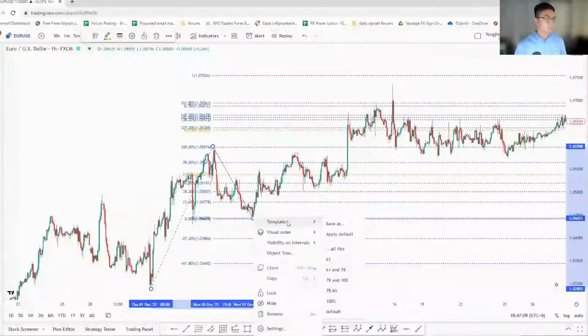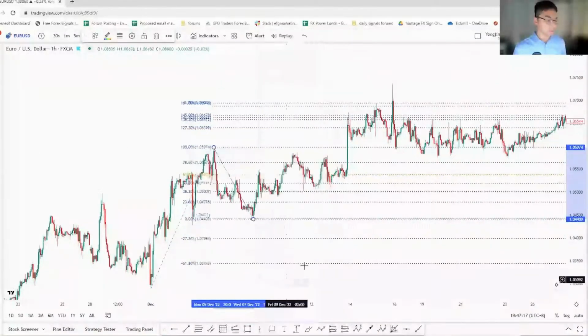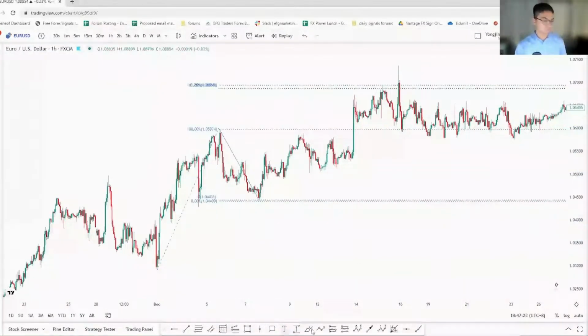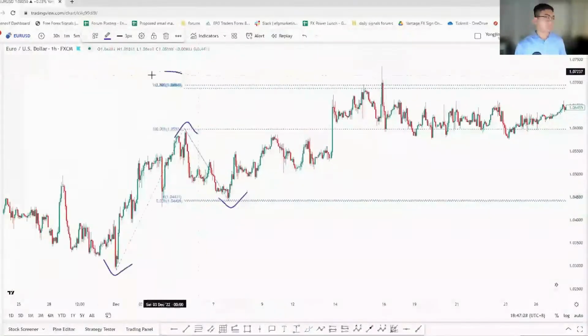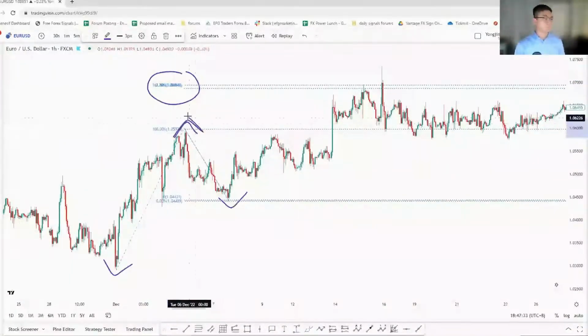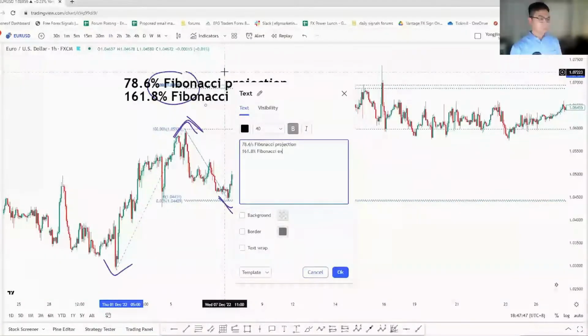If you take a look, the 78.6% projection and the 161.8% Fibonacci projection. So I draw a projection from here. Bam, bam, bam. That's how I draw a projection, getting the 78.6% Fibonacci projection. We also draw a Fibonacci line from the top to the bottom. Over here is the 78.6% Fibonacci projection. We also have the 161.8% Fibonacci extension.